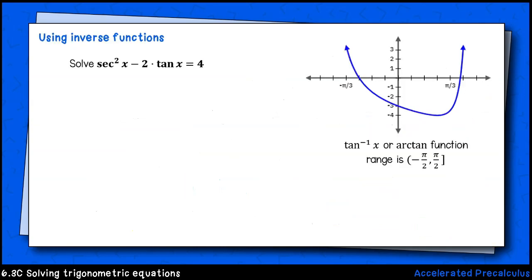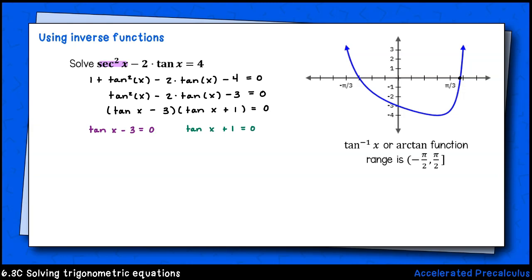This time we'll look at how to use inverse functions to solve certain equations. Starting out, we have secant squared of x minus 2 times tangent of x equals 4. We'll need to rewrite the left-hand expression in terms of a single function, so I'll use a Pythagorean identity to substitute in for that secant squared x.